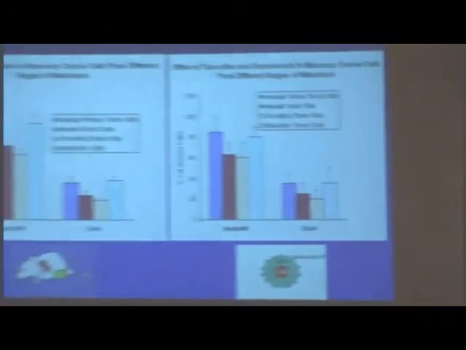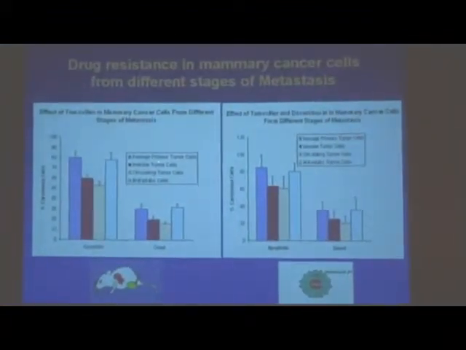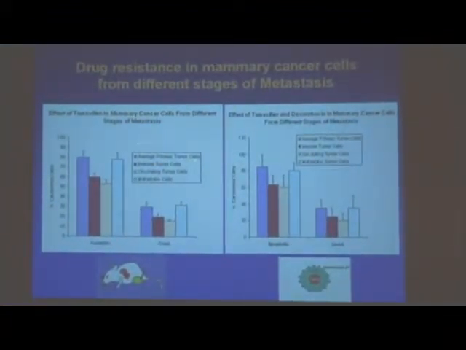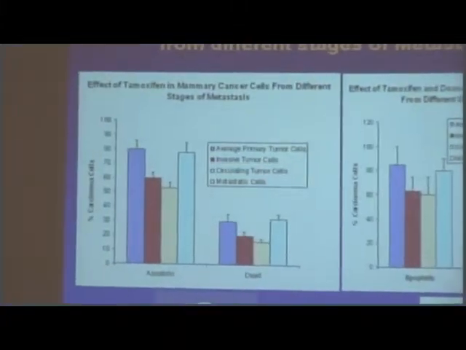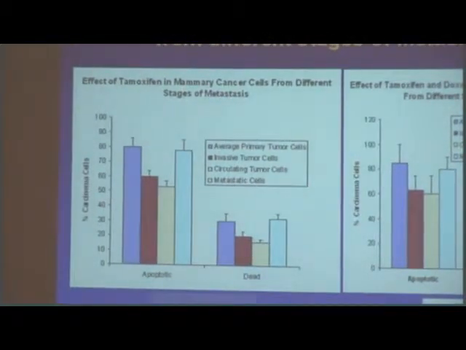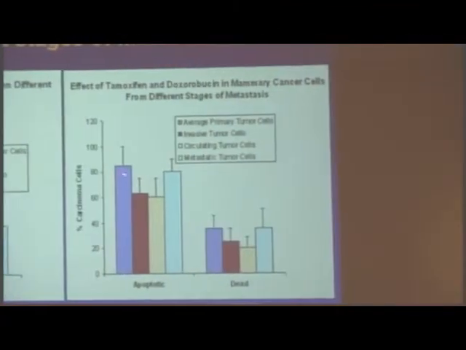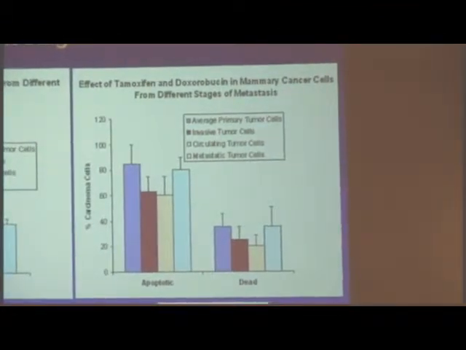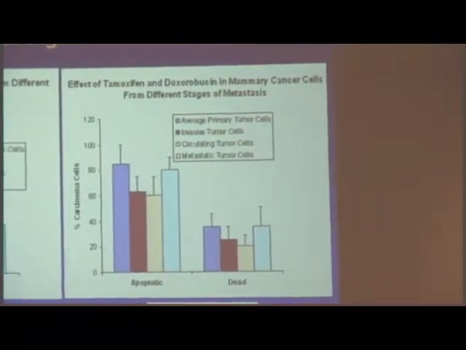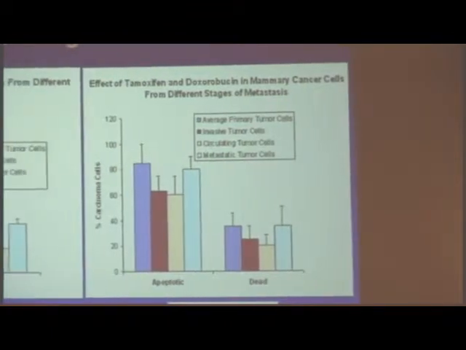We observed, this is again a little busy slide, but I want to tell you that we are looking at the 4 populations that I described a few minutes back: the average primary tumor cells, the invasive tumor cells, the circulating tumor cells, and the metastatic cells. If you give them a chemotherapy, tamoxifen, very common chemotherapy agent, and doxorubicin, still the average primary tumor cells die, the lung mets die, but the cells in transit live. So this is exactly the problem.